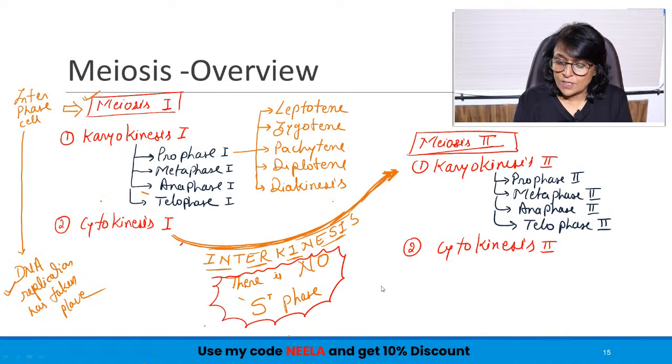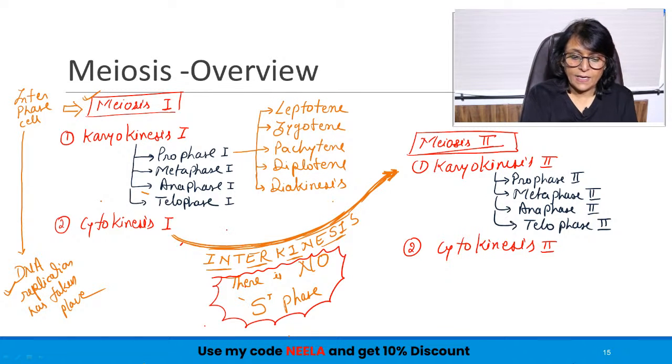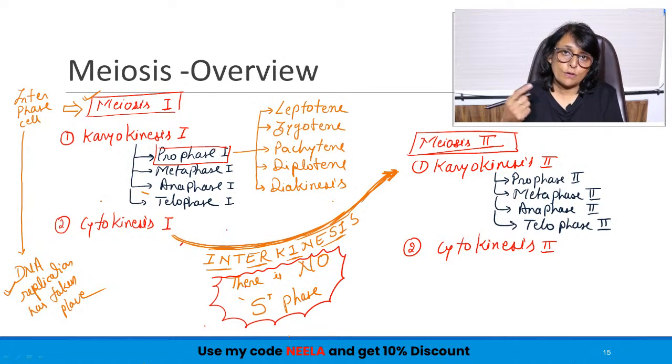So now this is just the overview of meiosis. Prophase I is the longest phase, and in prophase I there are 5 subphases. The sequence is the same. You cannot change the sequence. It is going to be leptotene first, followed by zygotene, then pachytene, then diplotene and diakinesis. This is how the changes are going to take place.